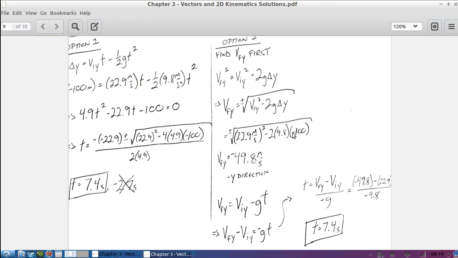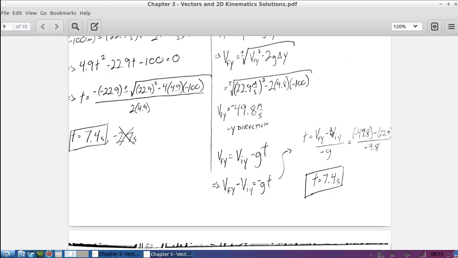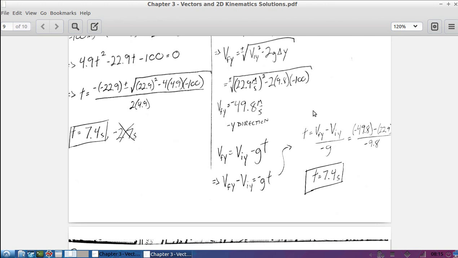Remember, your displacement is negative, so this term's going to become positive. I've got v final of 48.9 meters per second. Our negative sign business, it's a v final in the negative y direction. Okay. So I wasn't asked for that, but again, in this problem, it's necessary for part 3.